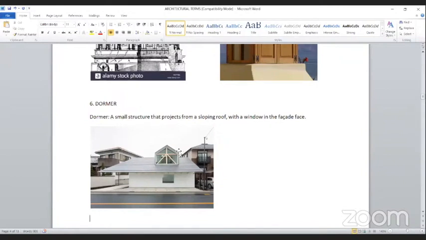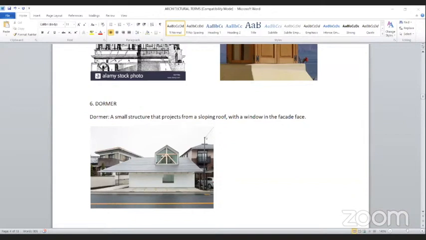Dormer. A dormer is a small structure that projects from a sloping roof with a window in the facade face. This window that you can see is a dormer window. It projects from a sloping roof. You can see a sloping roof. It comes outside with a window in the facade face. I don't know if you guys remember in the types of roofs, there is a dormer roof also. That is a distinct example of this type.